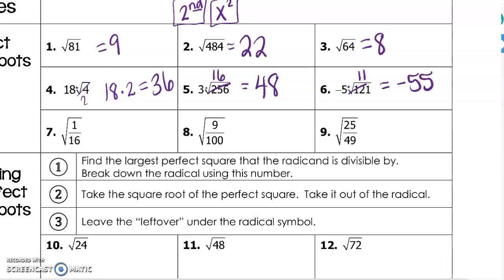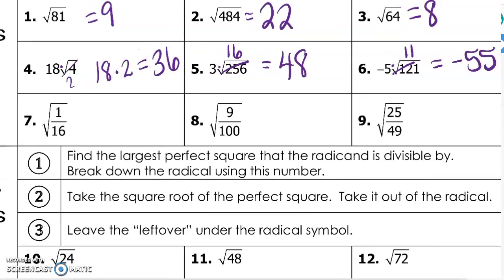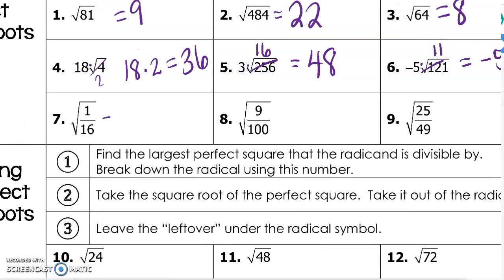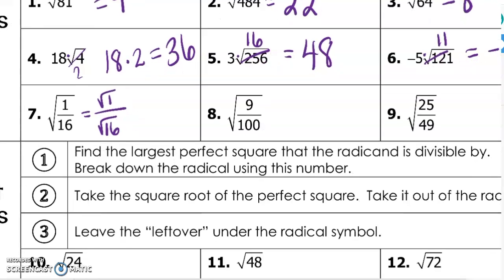Our last 3 are fractions. When you have a fraction that is under the square root, you split it into 2 separate ones. So we do the square root of 1 over the square root of 16. If you're able to know to do that without writing the 2 separate square roots, that's fine. I will always do it so you can see where the numbers come from. So the square root of 1 is just 1. The square root of 16 is 4. So 1/4 is your final answer.